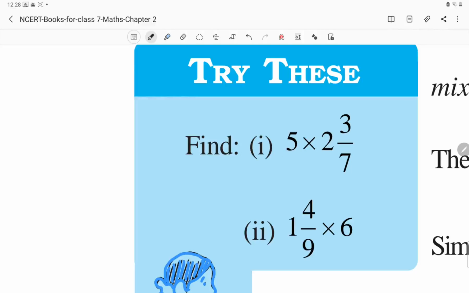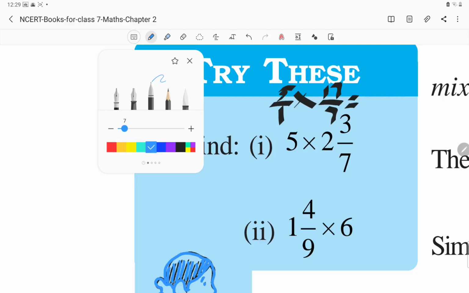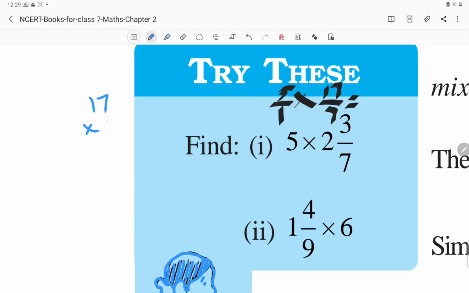So we need to convert this, remember? So 5 by 1 times 7 times 2, 14 plus 3, 17 by 7. 5 times by 17. Ooh, let me just quickly work this out. 85 by 7.